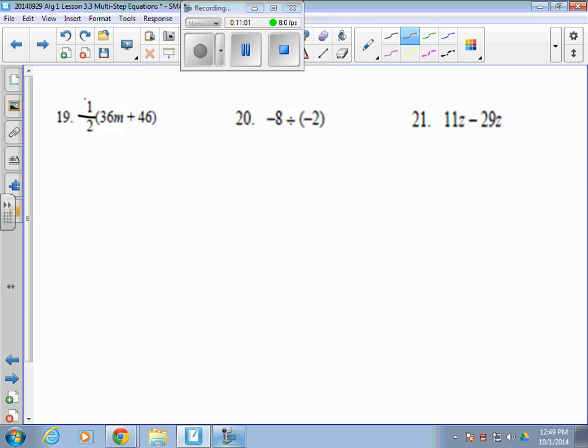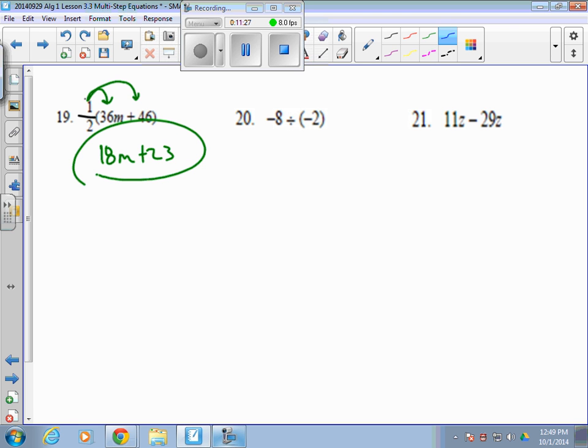Number 19 says 1/2 times 36m plus 46. This is distributing. 1/2, and it's easy. Just think of what is 1/2 of 36, or what times 2 gives you 36. It's going to be 18m for this one, plus 1/2 of 46. Just do half of 4, which is 2, and half of 6, which is 3. 18m plus 23.